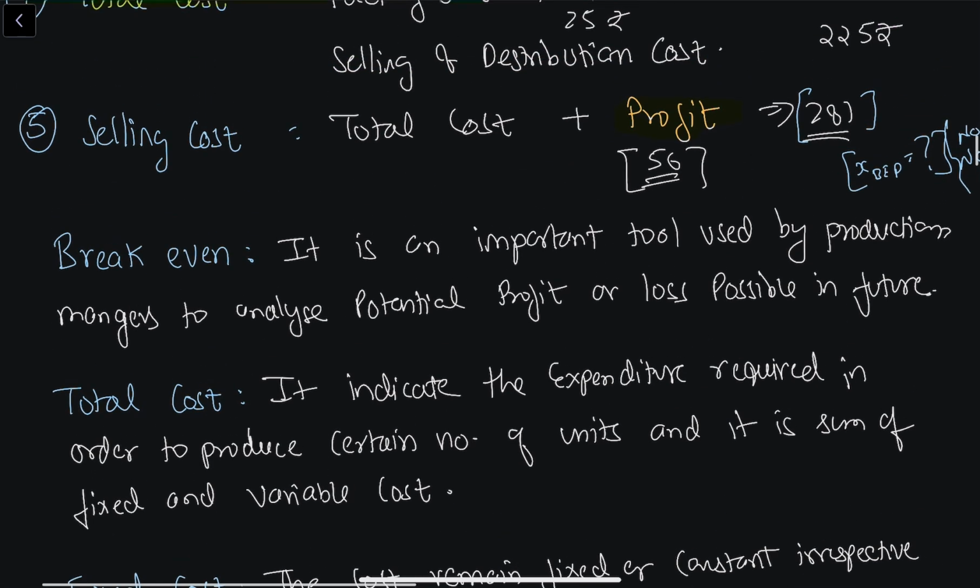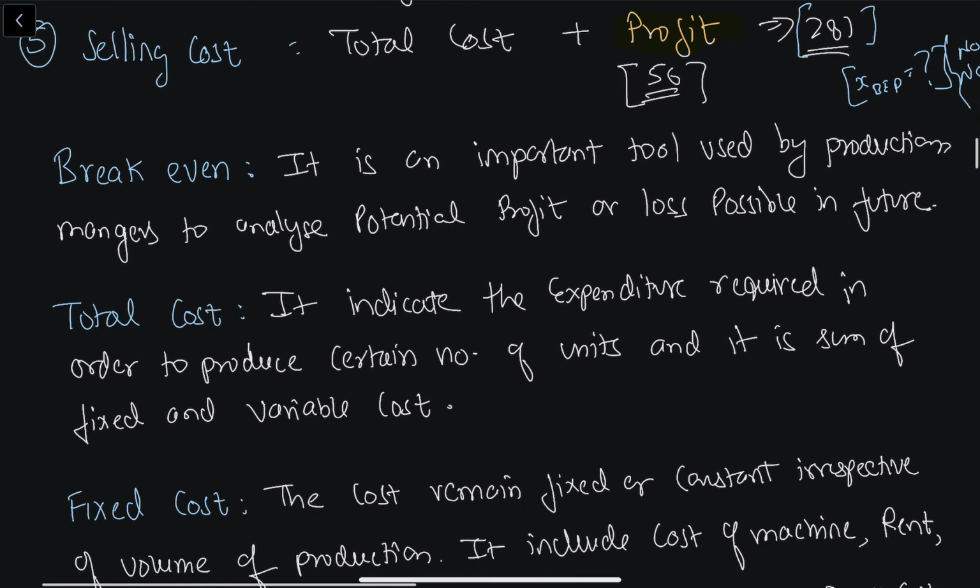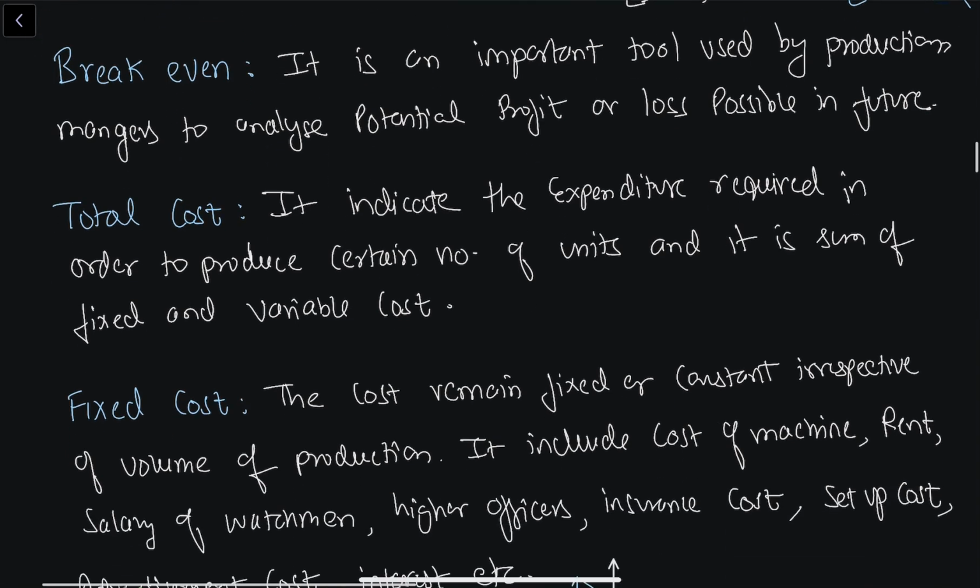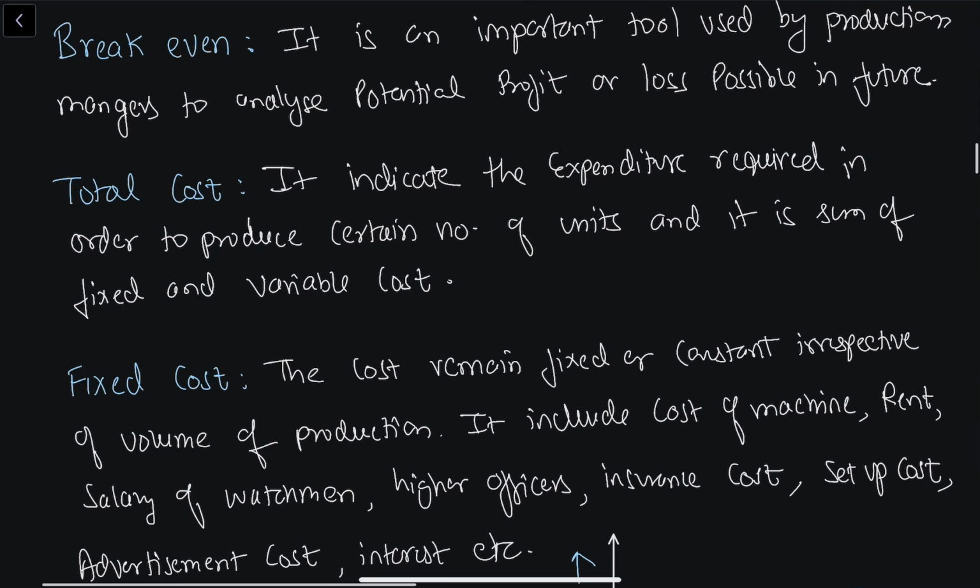Okay, so total cost. In break-even, if we want to understand the break-even point and calculate the number of units, we have three terminologies that we need to understand. One is the total cost, which we have already seen, but here it indicates the expenditure required in order to produce a certain number of units. It's a sum of fixed and variable cost.